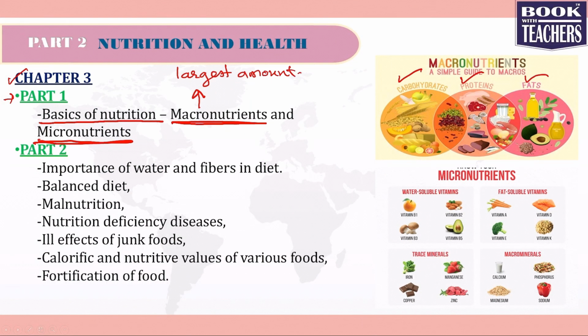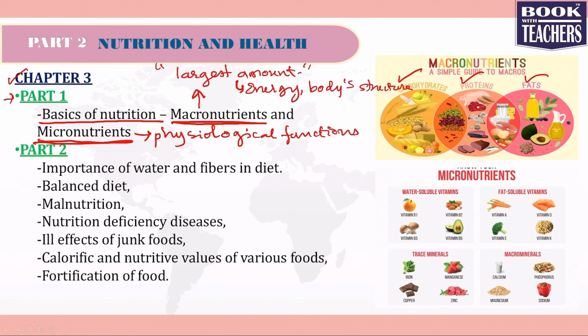So these are what nutrients? These are the nutrients which your body uses in the largest amounts. Okay. And why does it use these? To have energy and maintain body structure. Okay. Now then what are micronutrients? So micronutrients are used to maintain various physiological functions. What are they used to maintain? Various physiological functions.